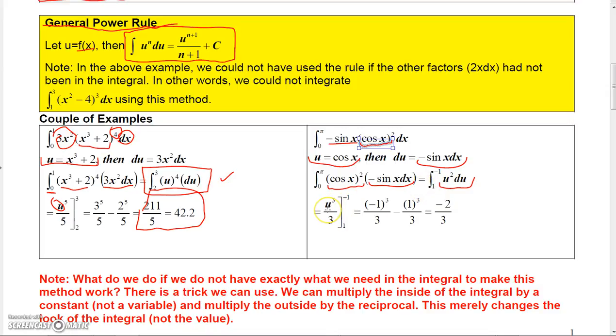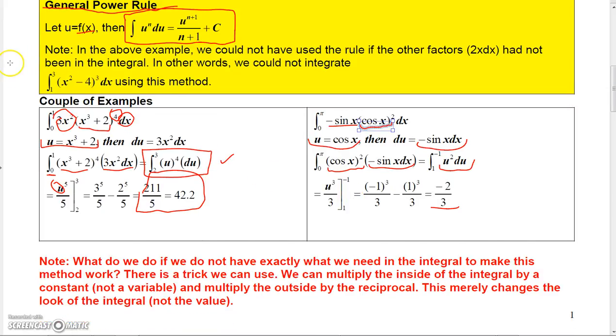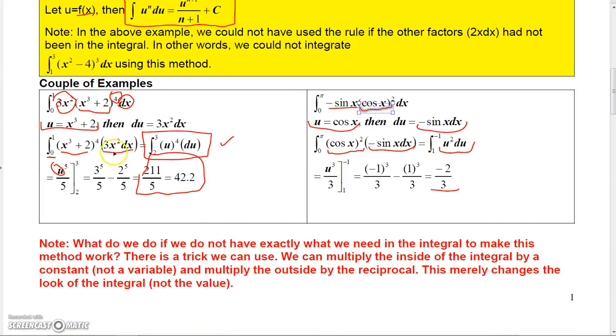And then if you integrate u squared du, you get u cubed over 3. And then you can evaluate it at negative 1 and then subtract the same thing when you evaluate it at 1. And so that's going to be minus 1/3 minus 1/3, which is minus 2/3. So basically, both of these worked out perfectly. On these, I actually had the 3 here, and here I had the negative 1 for the sine x.